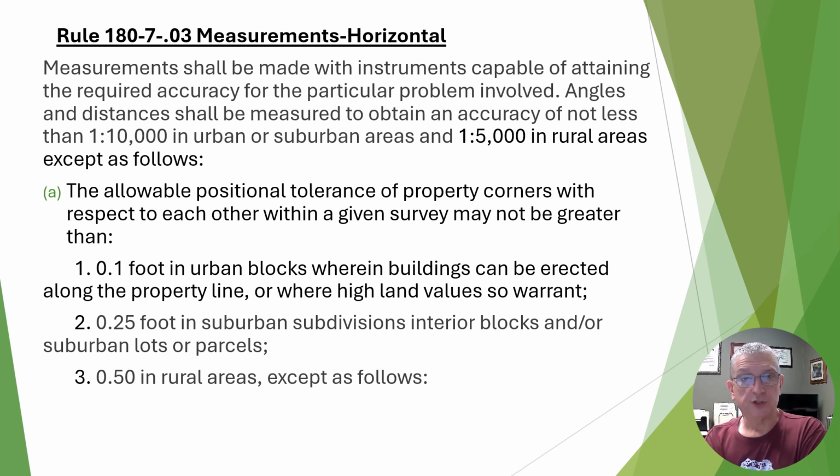The allowable positional tolerance of property corners with respect to each other within a given survey may not be greater than 1/10 of a foot in urban blocks where buildings can be erected along the property line or where high land values so warrant, 0.25 foot in suburban subdivision, interior blocks, and suburban lots or parcels, and 0.5 feet, or a half a foot, in rural areas. So then there's some exceptions. It says except as follows.